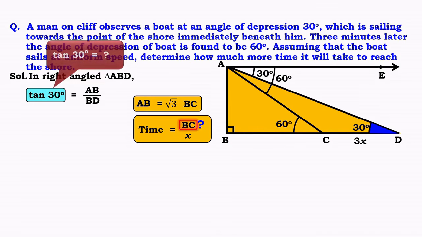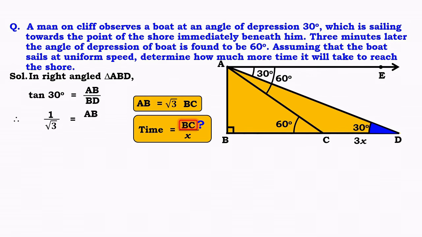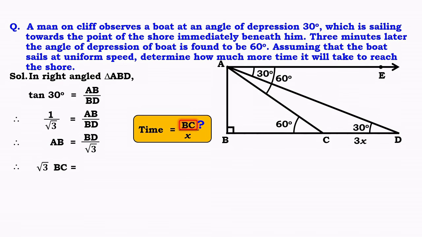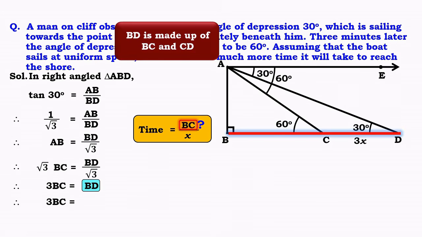Therefore, in right-angled triangle ABD, tangent 30 degrees is equal to AB divided by BD. We know that tangent 30 degrees is equal to 1 divided by square root of 3. Therefore, 1 divided by square root of 3 is equal to AB divided by BD. Rearranging, AB is equal to BD divided by square root of 3. From the previous result, we already know that AB is equal to square root of 3 multiplied by BC. Therefore, square root of 3 multiplied by BC is equal to BD divided by square root of 3. Multiplying both sides by square root of 3, 3BC is equal to BD.